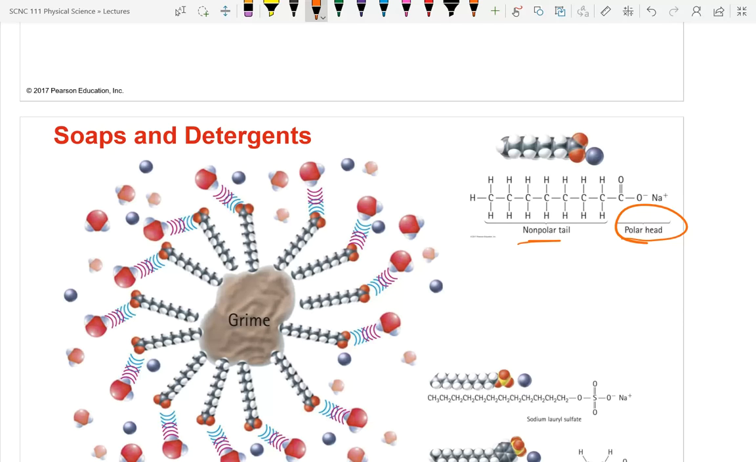And so what happens is you have on your sweater a little piece of dirt. And this detergent comes in, and all of those non-polar tails will attach to that dirt, and the polar heads will attach to water. And then if the water moves, it will move this entire big globule that has the grime in the center and all of these detergent molecules around it out. And so that's how it cleans your clothes.